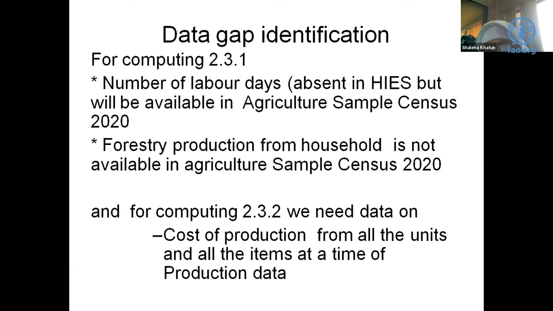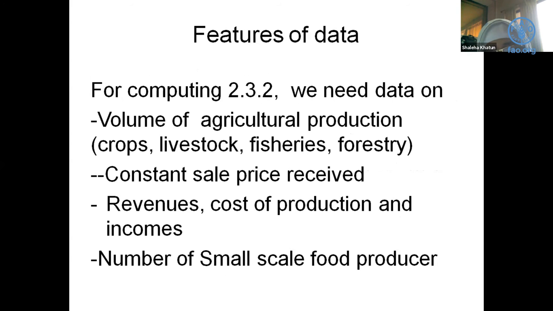So now I am going to 2.3.2. For computing 2.3.2, we need data on volume of agricultural production, that is crops, livestock, fisheries, and forestry, then we need constant sale price, revenue, cost of production, and income. And finally, the number of small scale food producers.